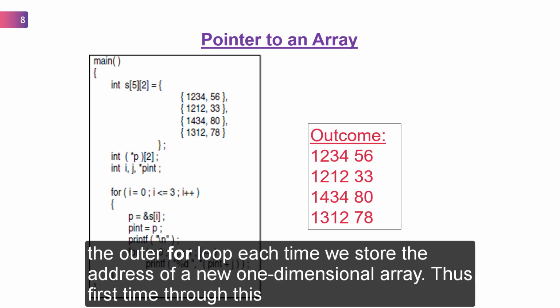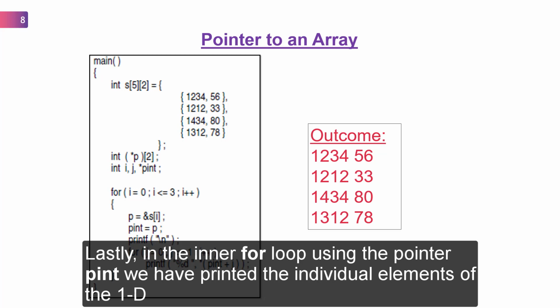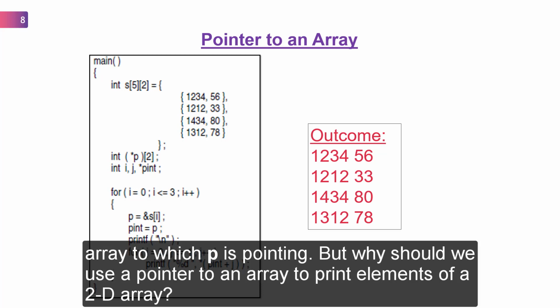In the outer for loop, each time we store the address of a new one-dimensional array. Thus, the first time through this loop, P would contain the address of the 0th 1D array. This address is then assigned to an integer pointer pint. Lastly, in the inner for loop, using the pointer pint, we have printed the individual elements of the 1D array to which P is pointing.